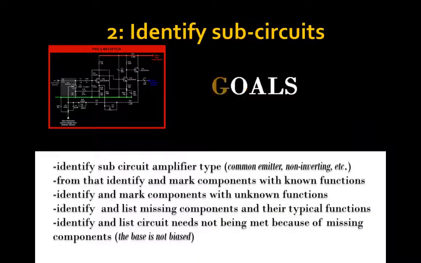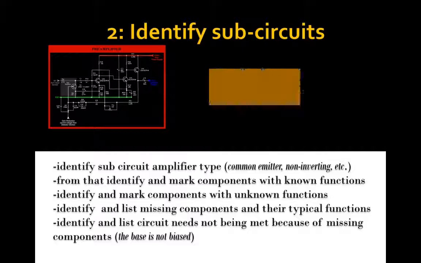The reason we're doing this, and this is going to be a really powerful part of the process, is because you already know how those circuits work. So if they're being used here, then you know how part of this circuit is working. So you just want to identify that subcircuit type. From that, you're going to mark and identify the components that have known functions.